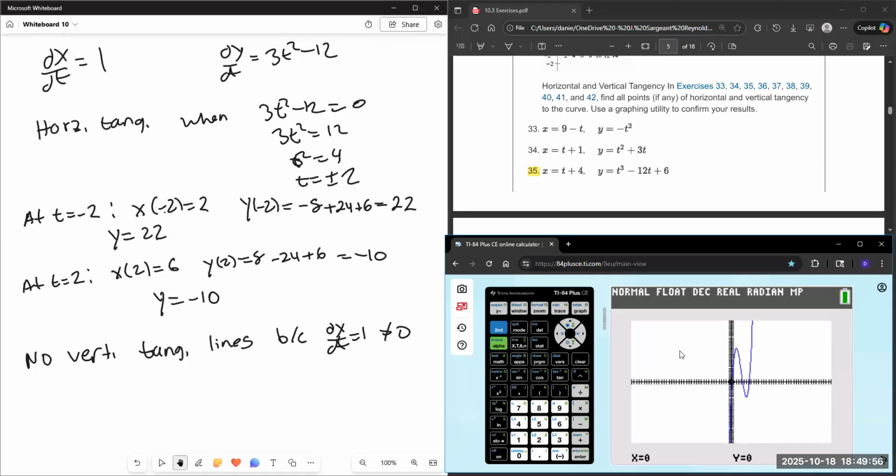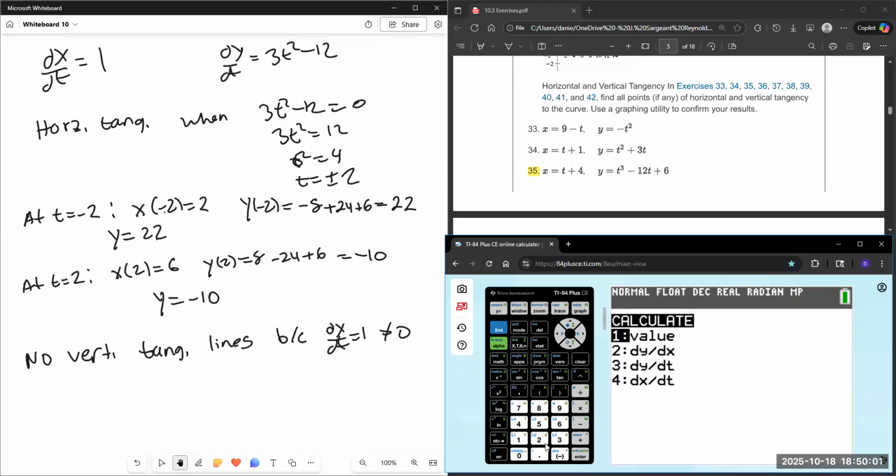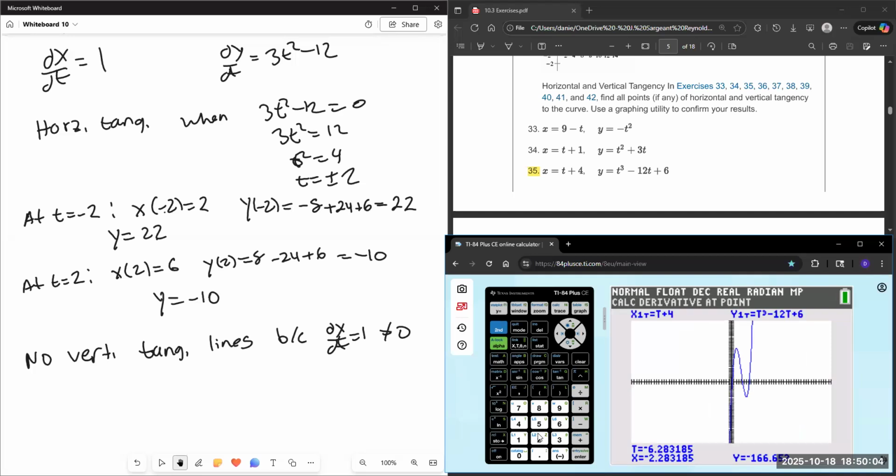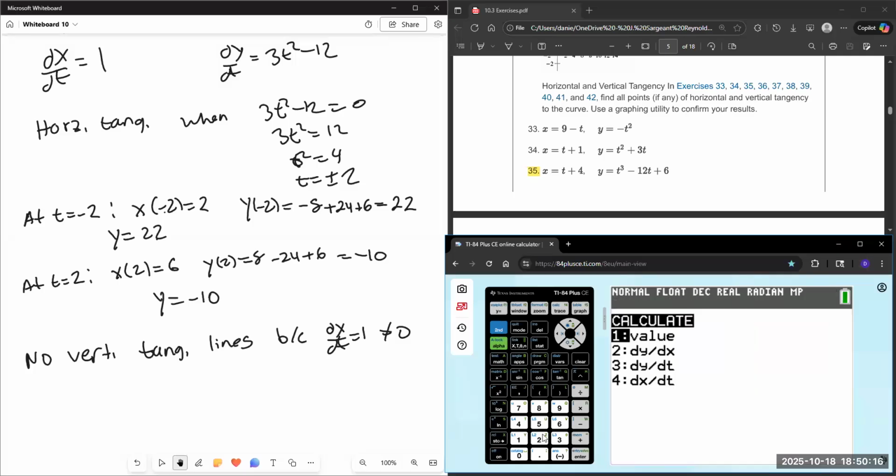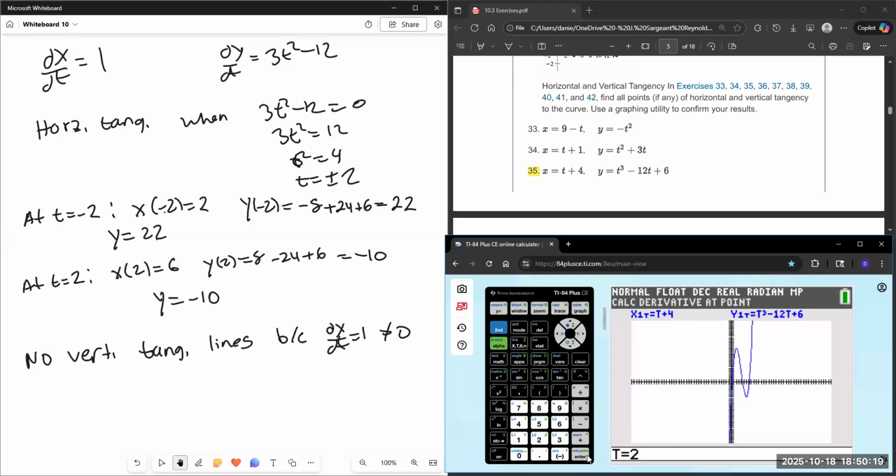So these points that are up here, I want to second calc find dy/dx when t is equal to -2. And that's going to be 0 at that point. And second calc dy/dx when t is equal to 2. That's down here. We'll have horizontal tangent lines at both places that represent local extreme values. Let's go ahead and look at number 43.